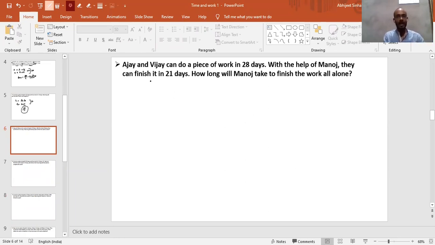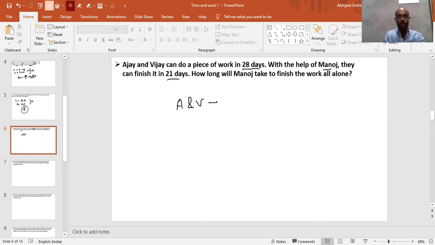Ajay and Vijay can do a piece of work in 28 days. With the help of Manoj, they can finish it in 21 days. How long will Manoj take to finish the work all alone? Did you understand the question? If you're thinking that this is something different, write in the same manner as we did earlier.